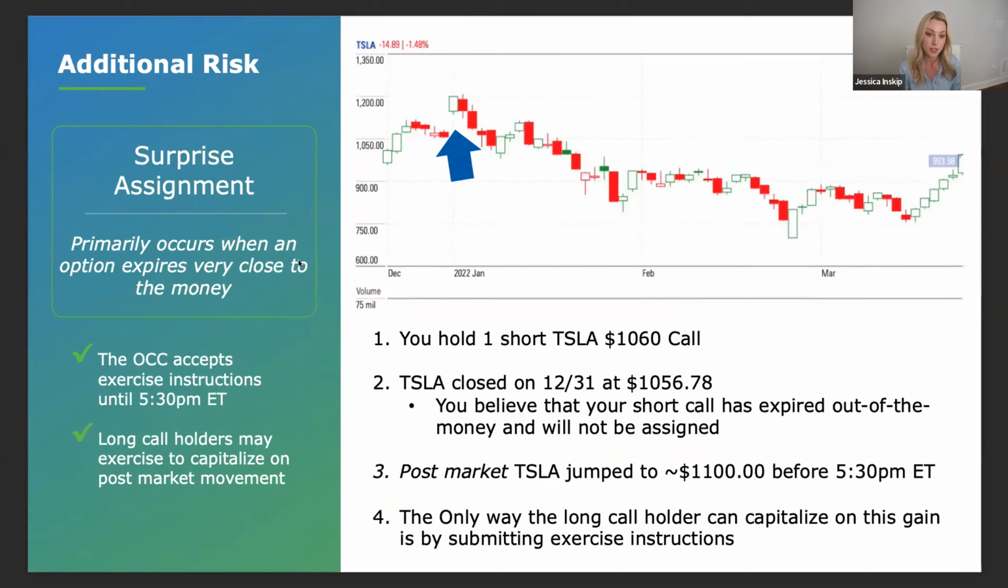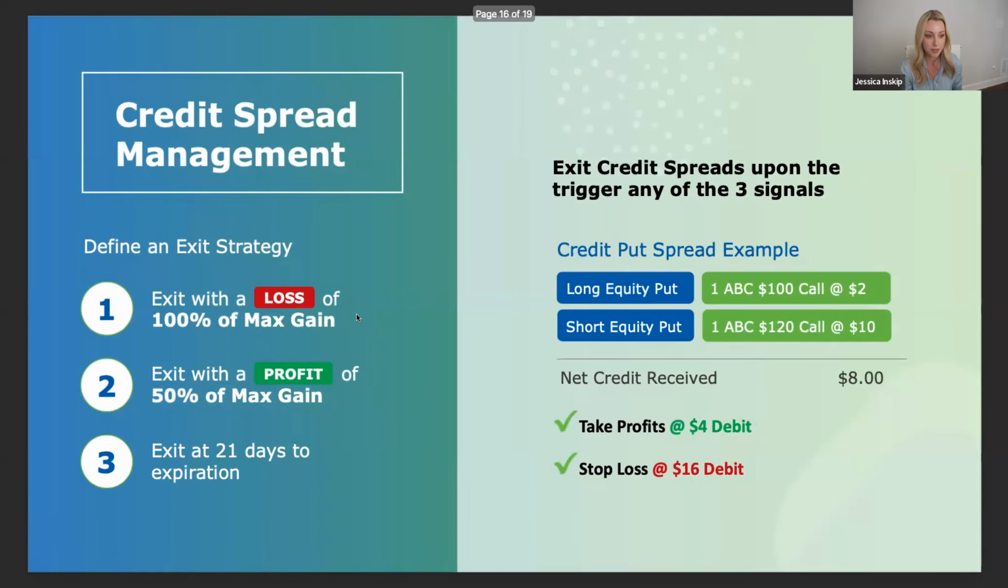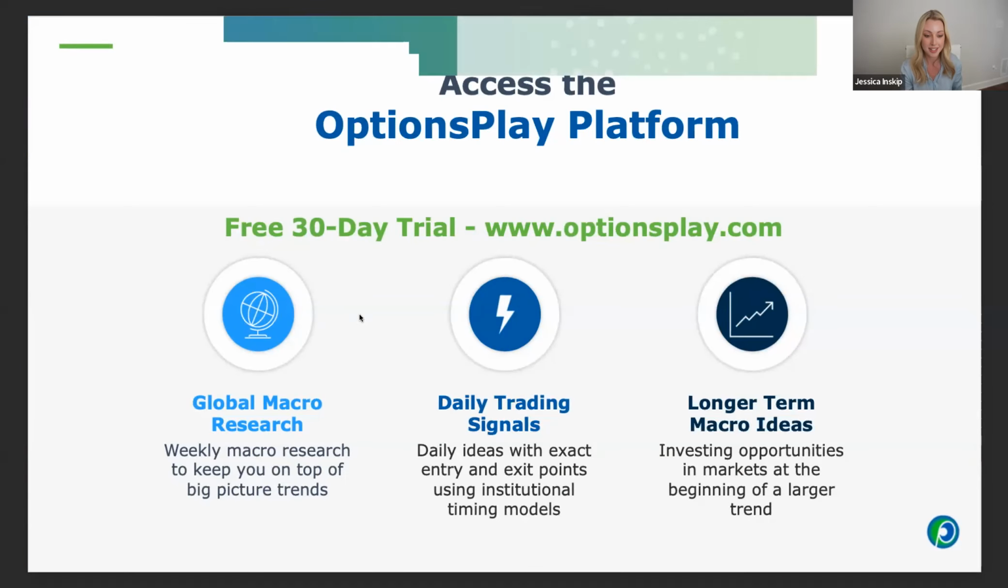So essentially, the OCC accepts instructions until 5:30 Eastern time, which is past the market close by an hour and a half. So if you are a long option holder, put or call, and you experience something like this, I have an example here of this moved around, the 1060 call.